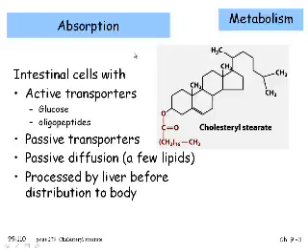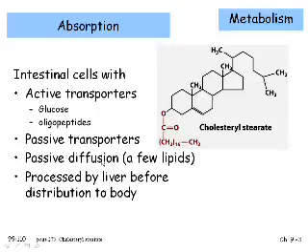Intestinal cells have a whole variety of transporters. It may not be as many as E. coli, but a large number. There are active transporters, which can take up glucose or small peptides, a few residues. There are a variety of passive transporters where they just flow down the gradient. There's a little bit of passive diffusion where a few classes of lipids can just simply float into the cell.